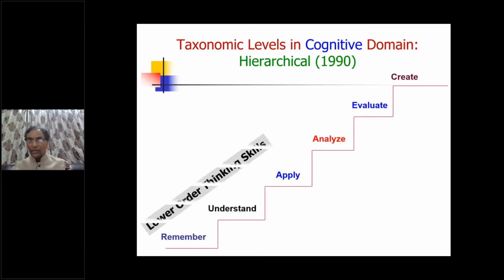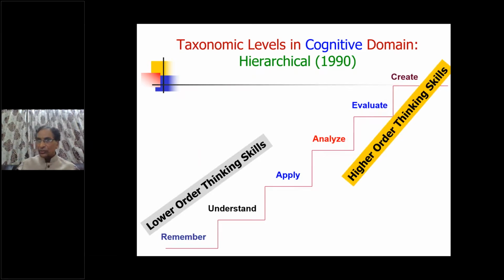So these are various things that I'm not going into details. There are lower order thinking skills and higher order thinking skills in Bloom's taxonomy. These are called LOTS. These are called HOTS.